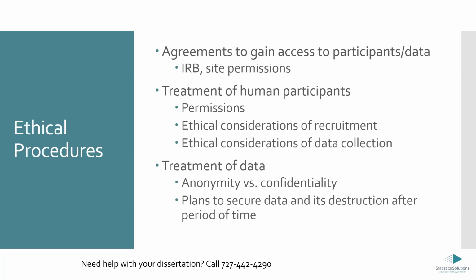So this is where you will describe any agreements that you have to gain access to your participants, to data. So site permissions, you'll also describe obtaining IRB approval from your own institution, okay? But if you are conducting research, say at a school or an organization, they may have their own IRB. And so it might be the case that you have to submit a second application. This is where you talk about all of that. So what your reviewers want to see is that you have these plans to conduct the research, but you also have approval from the necessary people or research sites to conduct that research as well.